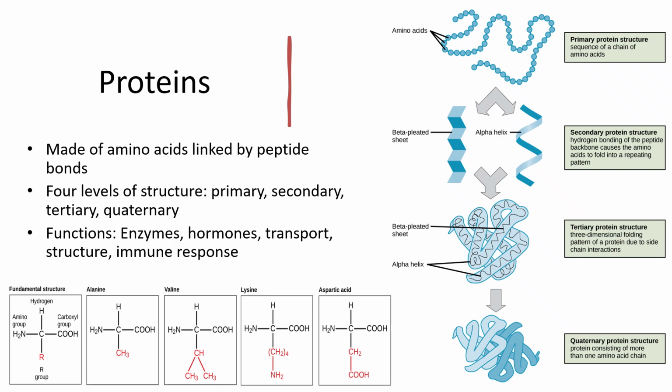The primary structure of a protein is simply the order of its amino acids, linked together like beads on a string. Each amino acid is joined by a peptide bond, forming a long chain.